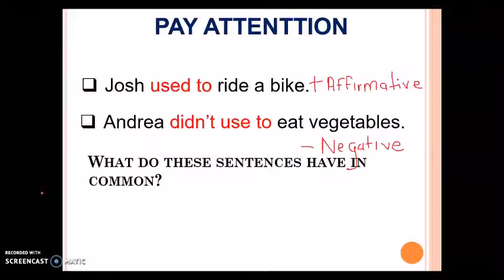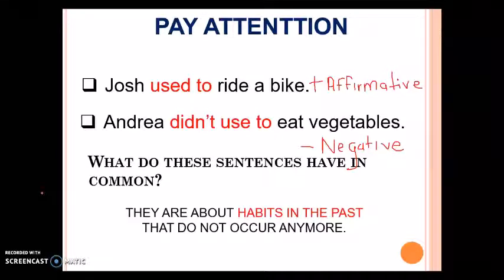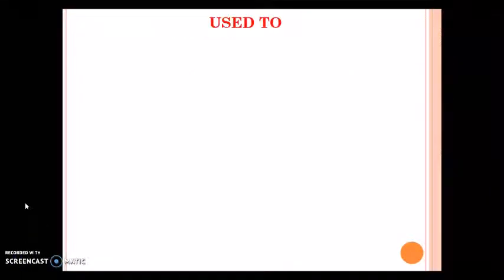Okay, now, what do these sentences have in common? Well, I gave you the answer before. So, they are about habits in the past that do not occur anymore. Yes, those are in the past. Okay, make that clear. I hope you don't have questions about these two structures so far. Now, used to.